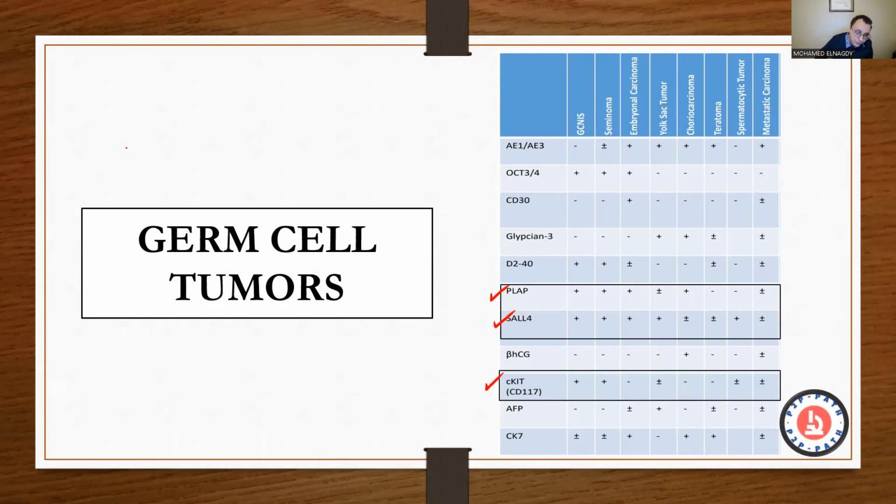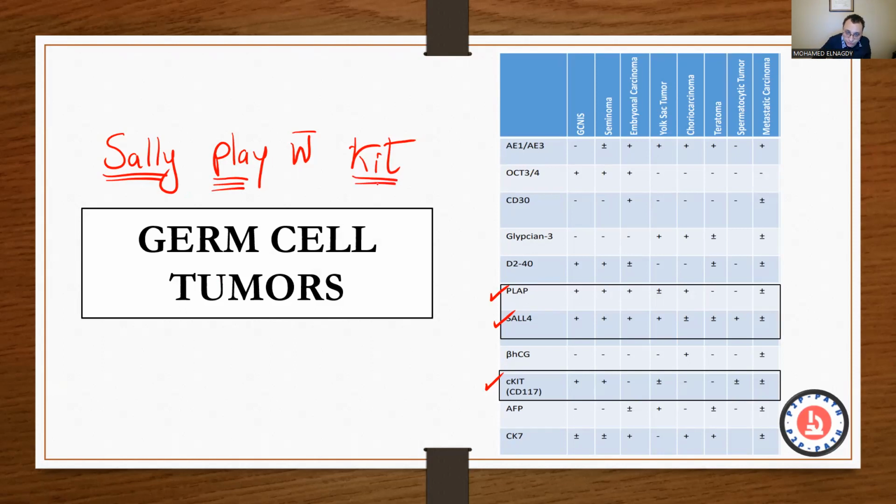And to remember that, I need you to remember this mnemonic, which is Sally play with the kit. You know the kit that you have if you have a kit to measure something. So Sally means SAL4, play, PLA, means BLAB, with the kit. So this makes you remember the c-KIT, which is the CD117. These are the 3 immunos which are positive in nearly all the entities of the germ cell tumors. Then you have the one which is specific for each separate entity.